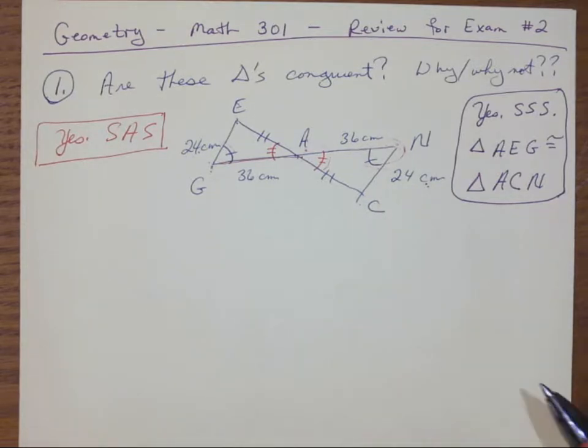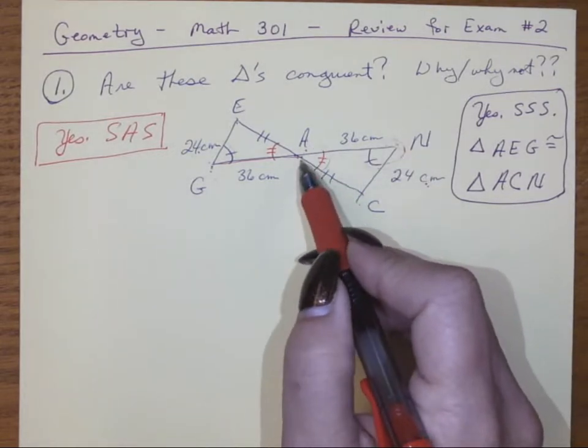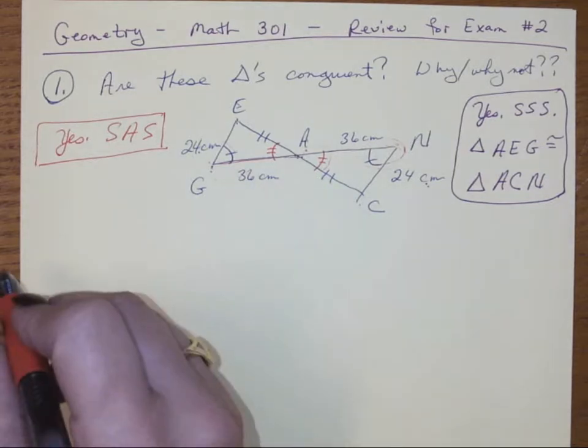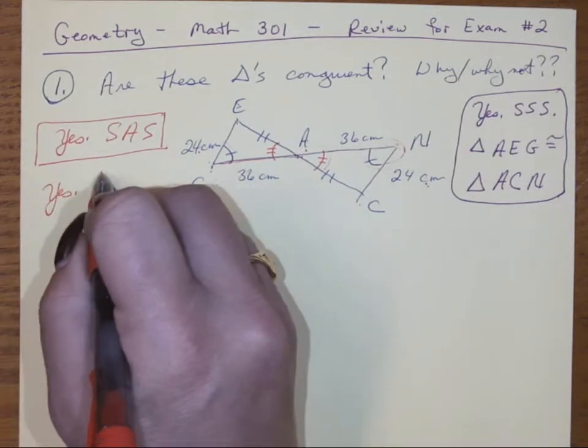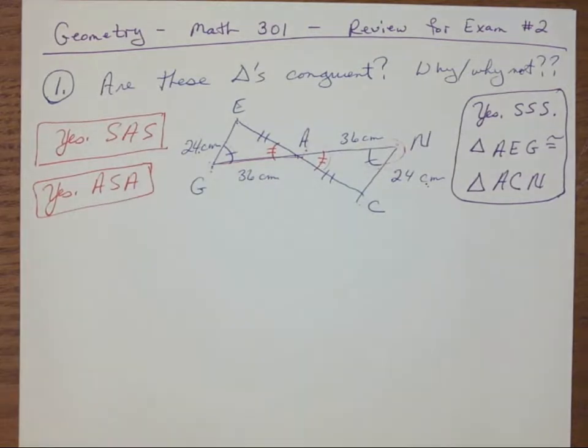We'll start back up. So I think I was saying angle N is congruent to angle A, angle G is congruent to angle A. So that would be a yes, and your reason would be angle side angle. Okay, which is very similar to the other ones.